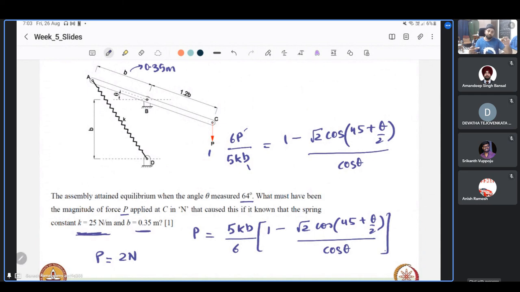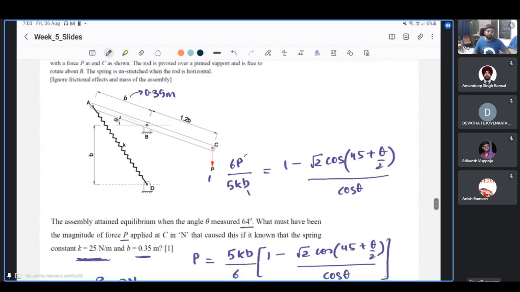That is, it will just rotate and come to equilibrium when theta reaches 64 degrees. So this is quite an interesting thing to think about: from just one principle, writing one equation, we are able to capture the entire physics of this contraption that we are seeing. So this is the main application of the principle of virtual work.